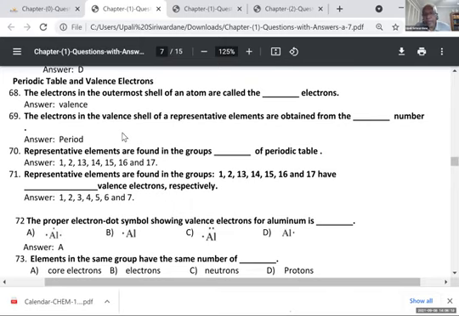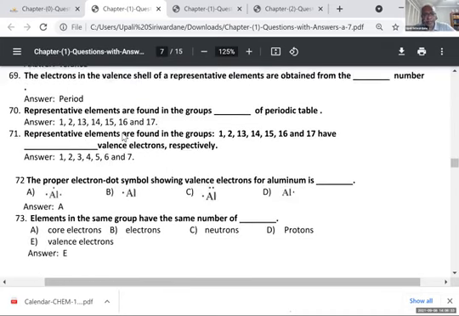It corresponds to 1A, 2A, 3A. The number of the representative element is the period number. 1A, 2A, 3A, 4A. That number 4 is the number of valence electrons.